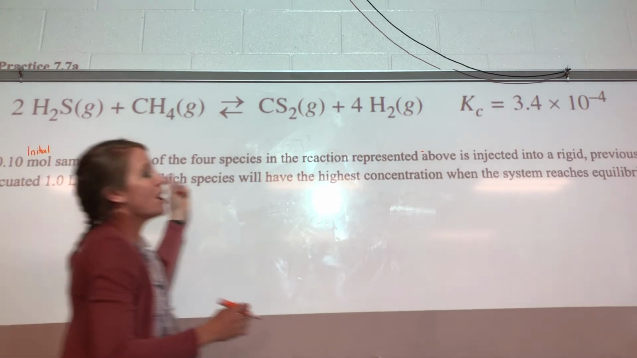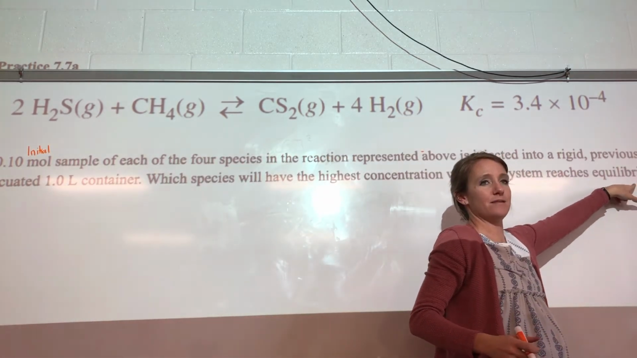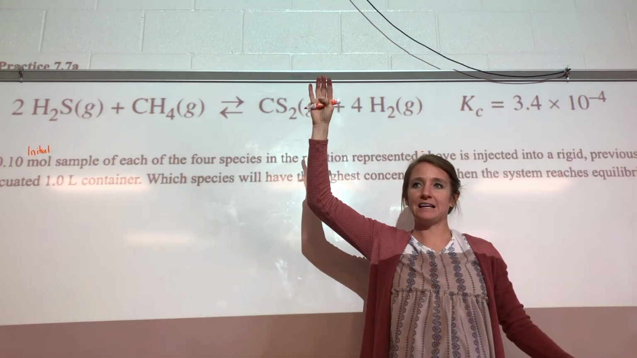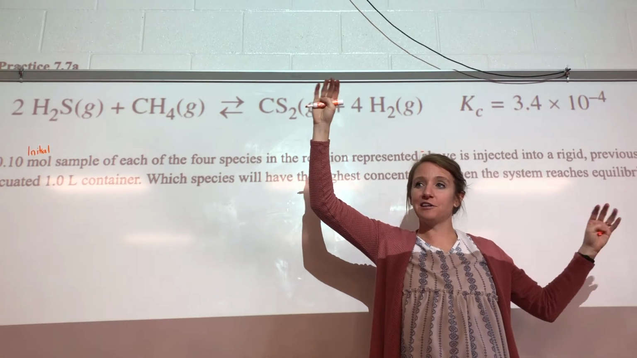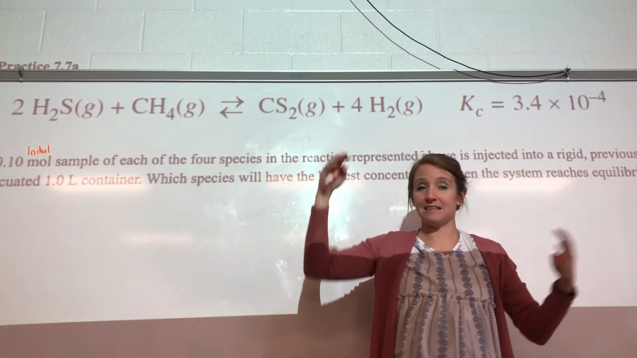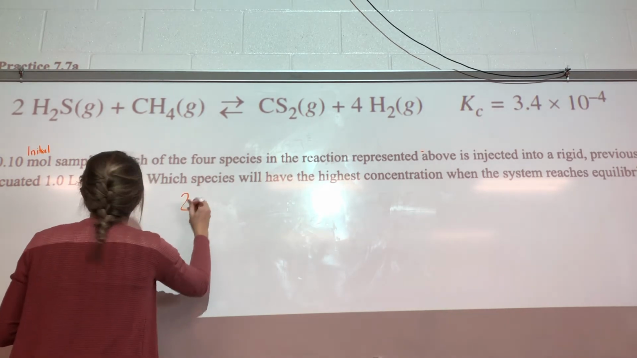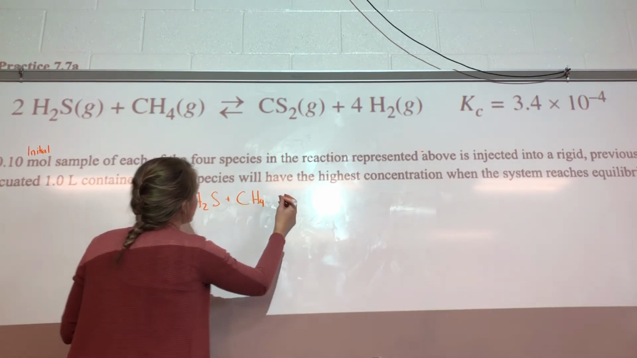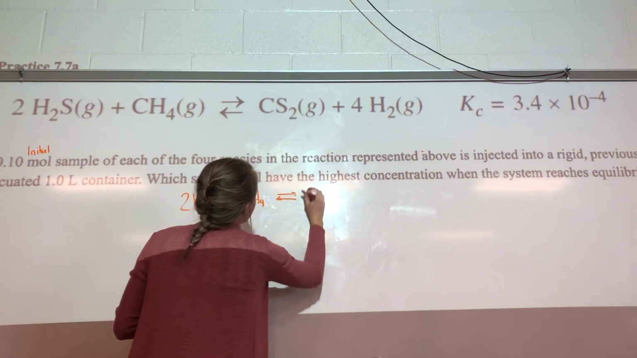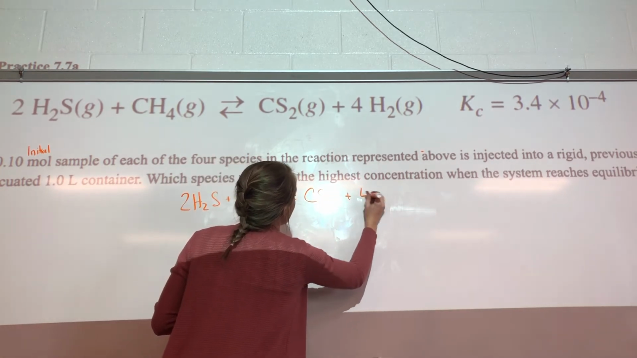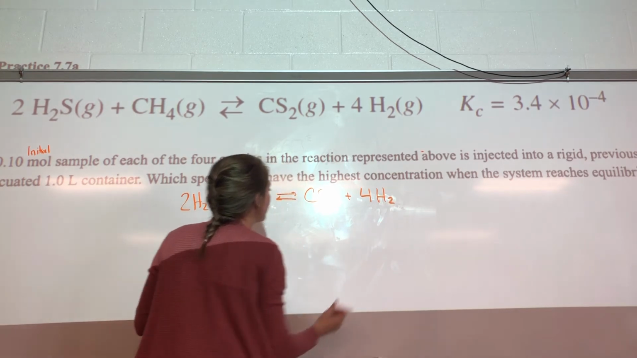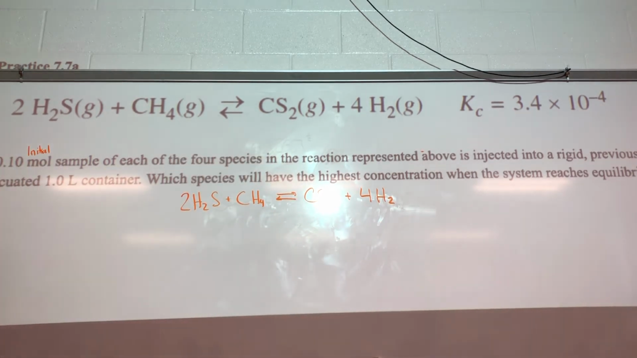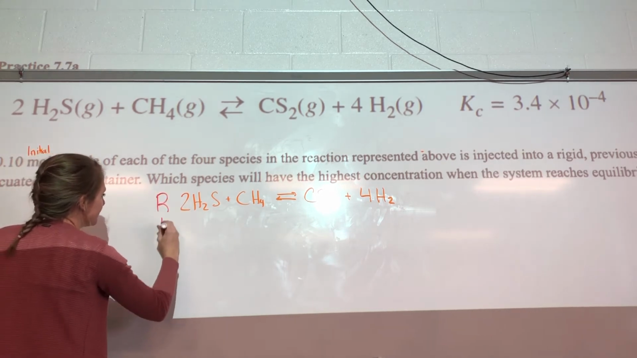But then we want to know at equilibrium. So anytime you have beginning and you want end, but you don't have something, then the Rice chart is a great visual to help you see what's going on. So I'm just going to bring my reaction down here so I can write next to it, and set up our Rice chart.